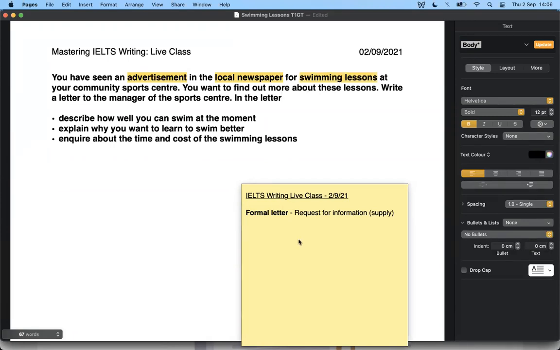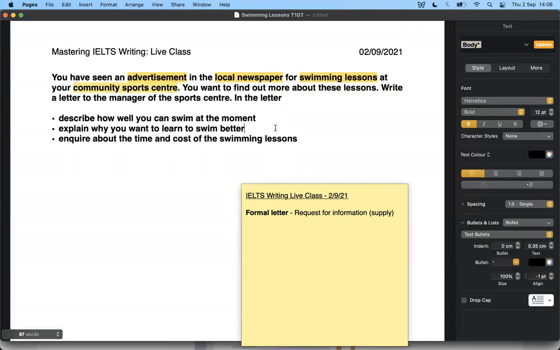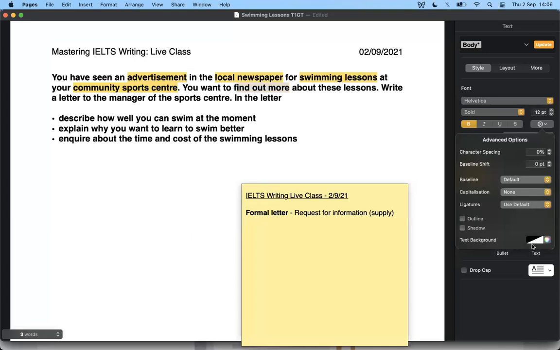Before we get to manager, where are these lessons? Are they at a regular sports center? Or a gym? They're at a community sports center. Good. And we want to find out more. Essentially, we understand this. We'll put this in anyway.